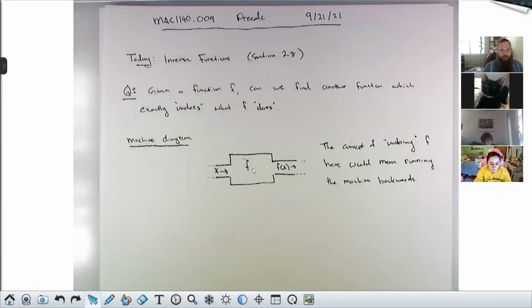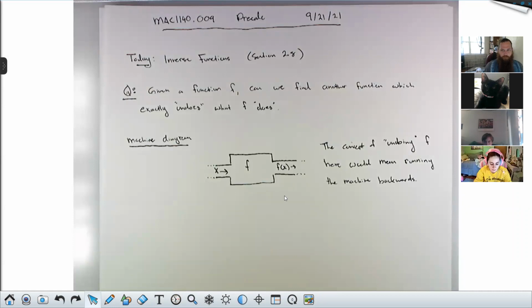Right? So if f is the add 3 machine, right? 2 goes in, 5 goes out. 5 goes in, 8 goes out. 10 comes in, 12 goes out. If you ran that backwards, then 12 comes in, 10 goes out. Or 8 comes in, 5 goes out. Or 13 comes in, 10 goes out. Right? We would just turn the belts around to run the other way.